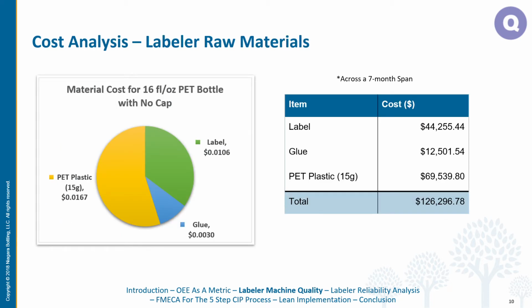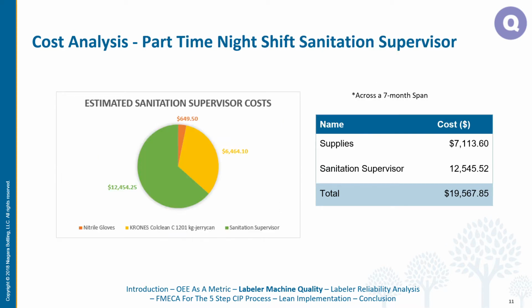For our proposed solution, we decided to do a cost analysis to see how much money was lost due to defects during our 7 months of observation. We first simplified the materials to manufacture a generic bottle and calculated that the total cost of material waste across our 7-month observation was equal to about $126,000. In contrast, the sanitation supervisor will work part-time during the night shift where assistance is needed the most.